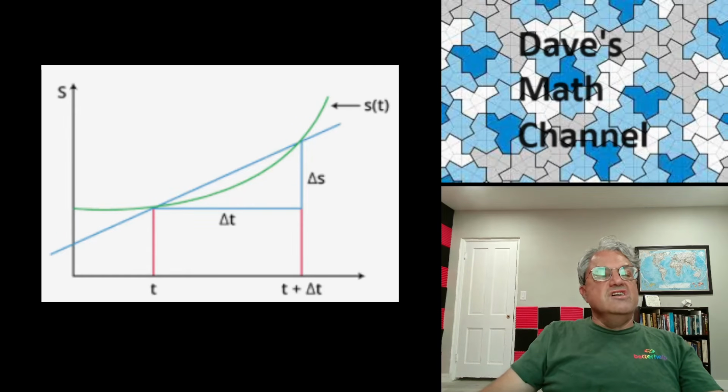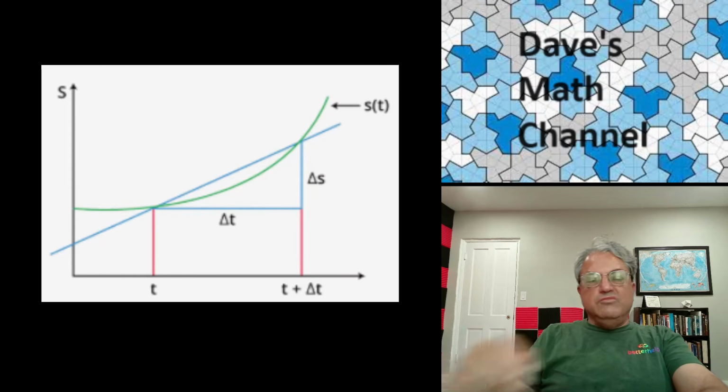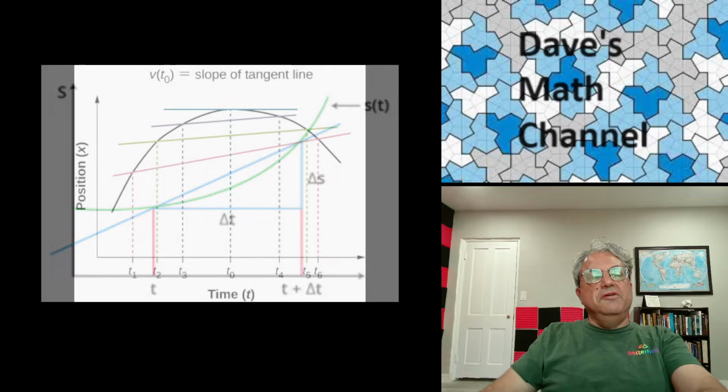That's the line that's just touching the point on this curve, and then that'll be the slope of the tangent line. That is what's called the derivative, and so speed is a derivative. It's just the slope of the point on the curve. That's how you define instantaneous speed.